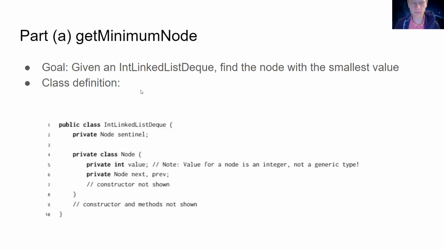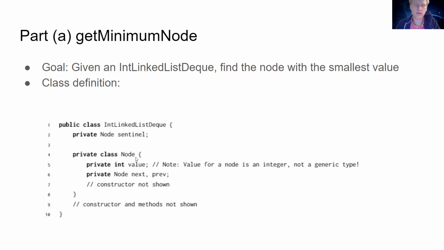Okay, so the problem is that for some int linked list deck, we want to find the node with the smallest value. Just a quick review of the syntax for the class: we have our sentinel node, which is the only thing we're pointing at, and we have a private class node with its value, the next and the previous pointer. Don't worry about the fact that the constructor or anything else is not shown. It doesn't matter. What you should assume is that everything has been set up correctly.